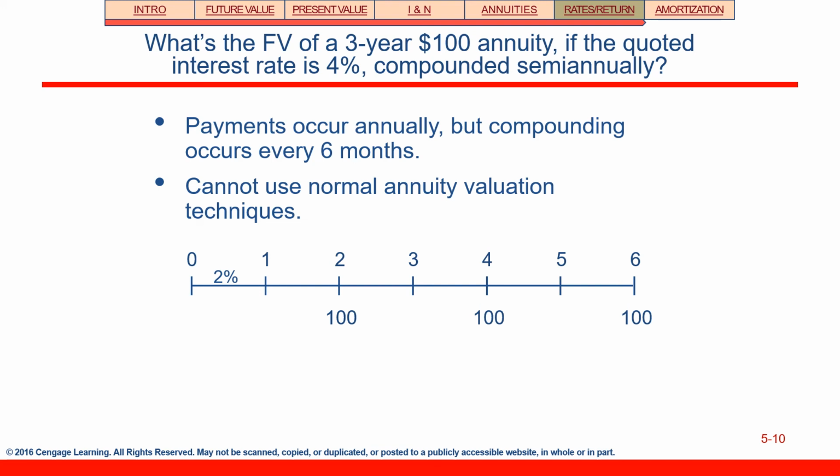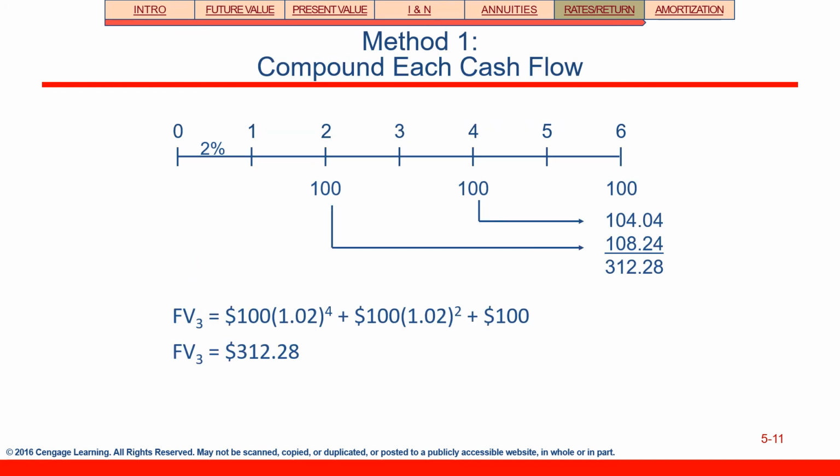So the 100 deposited in the first year, it will earn interest for how many periods? So, 1, 2, 3, 4. So this deposit in the first year will be compounded for 4 periods. The deposit in the second year will compound for 2 periods, 5 and 6. While the deposit in the third year will no longer earn interest. Okay? So, let's look at our solution. Okay, so this is it, no?